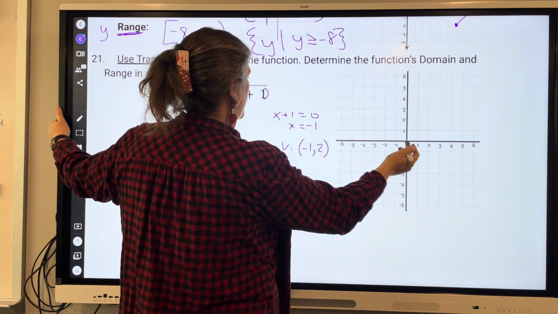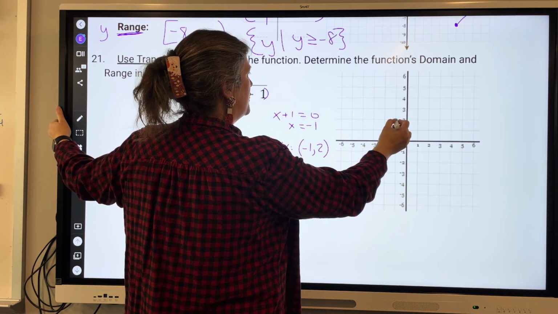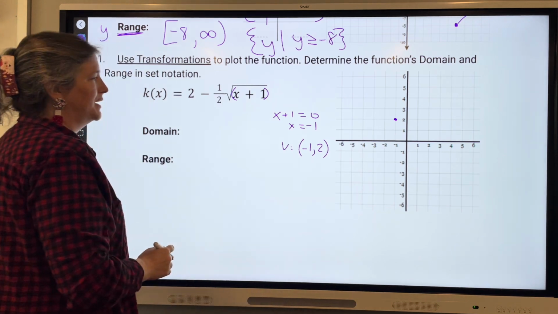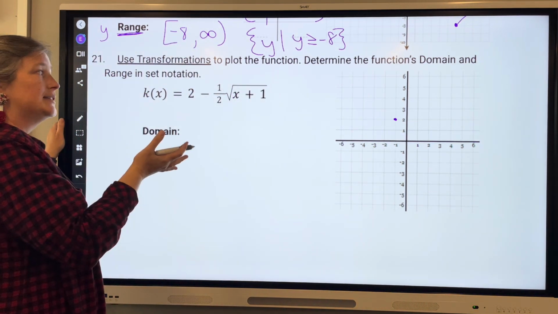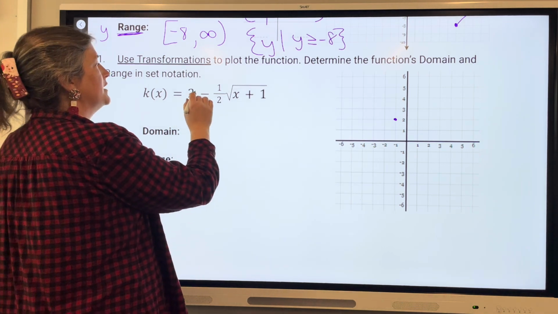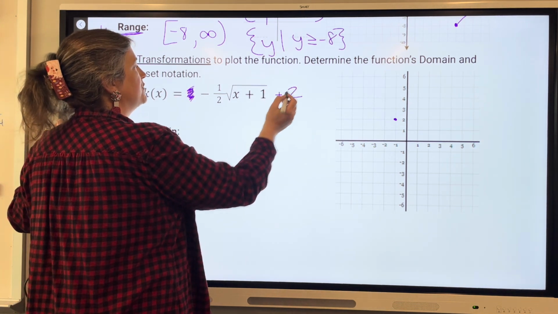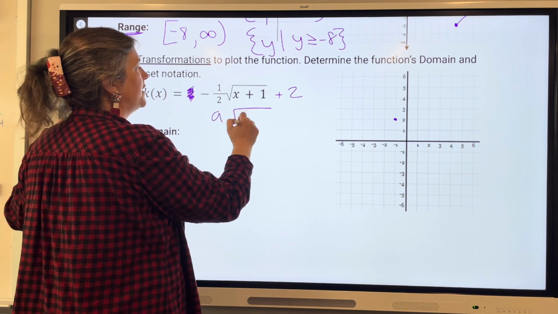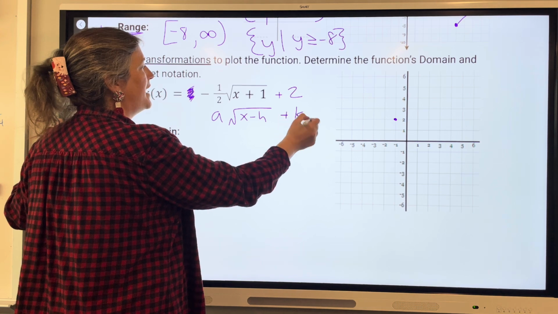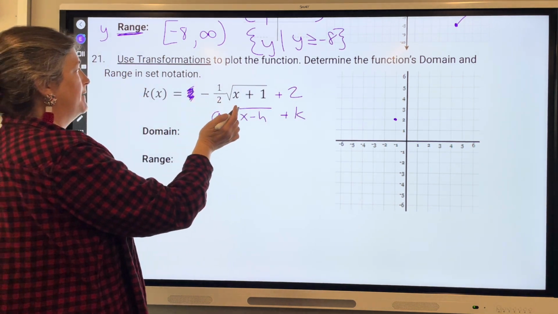I gave you a little graph to help plot that. Negative 1, 2. Uh-oh, I'm not using transformations, am I? I went back and used the same strategy I used before. Let's think about transformationally. In transformation form, I actually want this 2 to be after the function because I'm used to seeing a square root of x minus h plus k. So if I move that 2, because addition is commutative, I can do that.